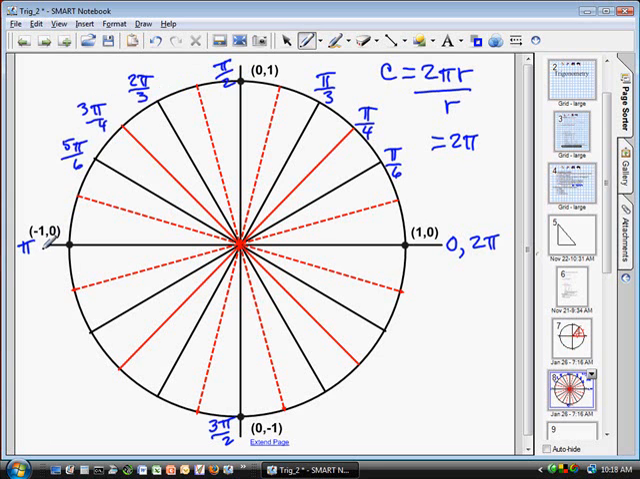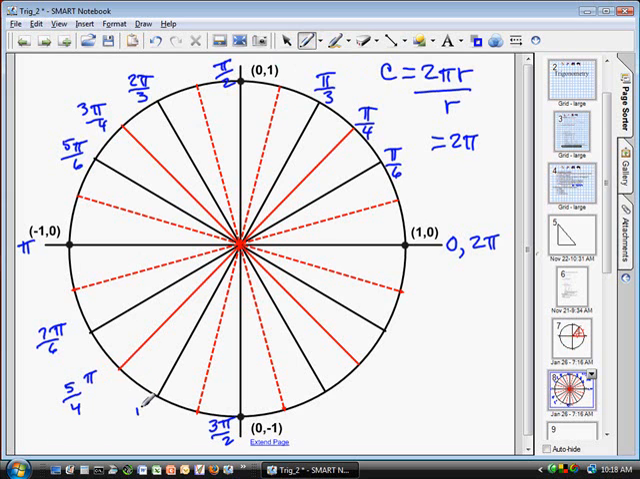12 pi over 12, pi. 13 pi over 12, dotted, I don't need it. 14 pi over 12. So what is that? 14 pi over 12 is 7 pi over 6. 15 pi over 12. Is that right? 15 over 12 divided by 3. This should be 5 pi over 4. Sorry. Okay, 15 pi over 12.